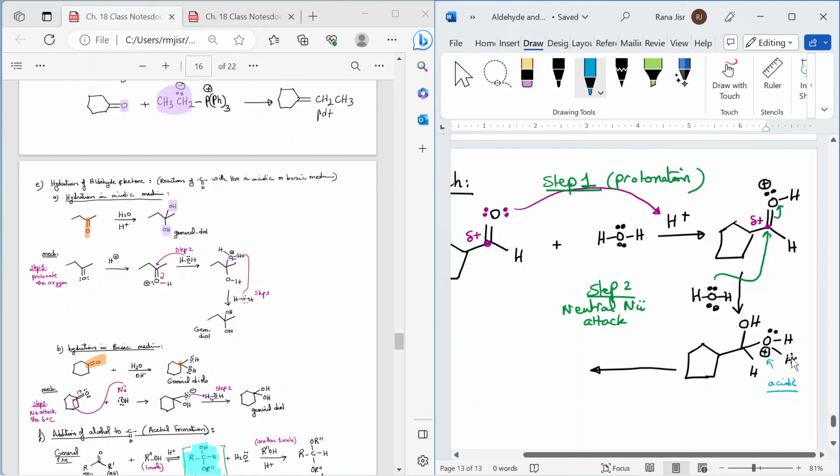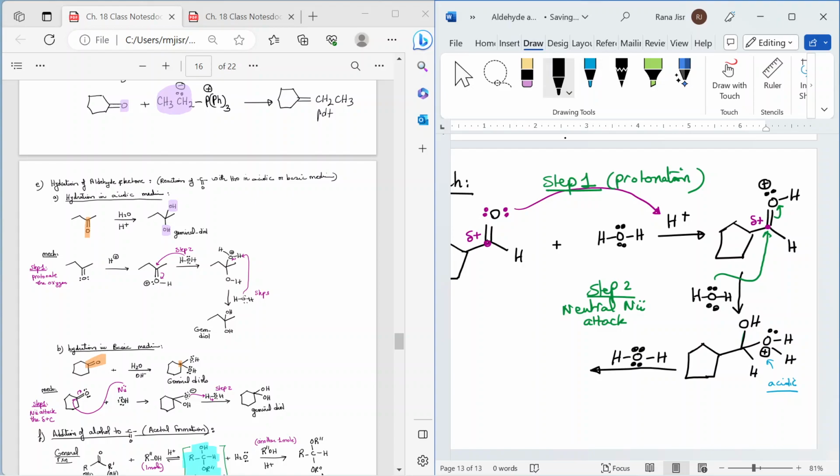So now I need to get rid of this hydrogen over here so that my product is neutral. Always make sure to get a neutral product. So we're going to search in the solution for any kind of base that we can use. And over here, we can go ahead and use water again.